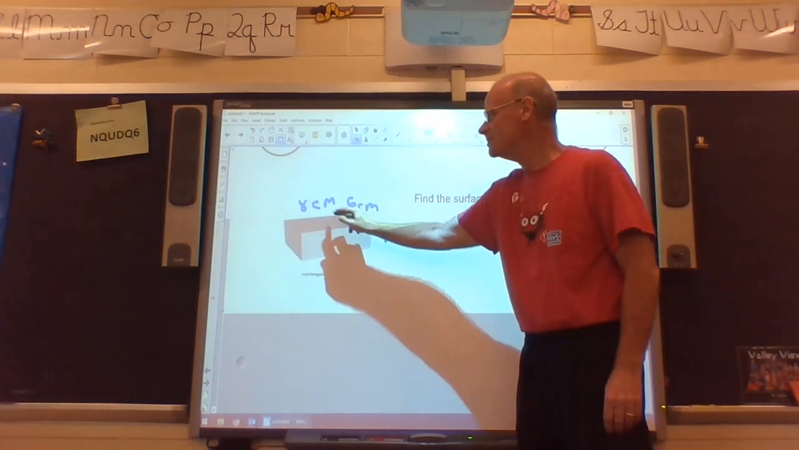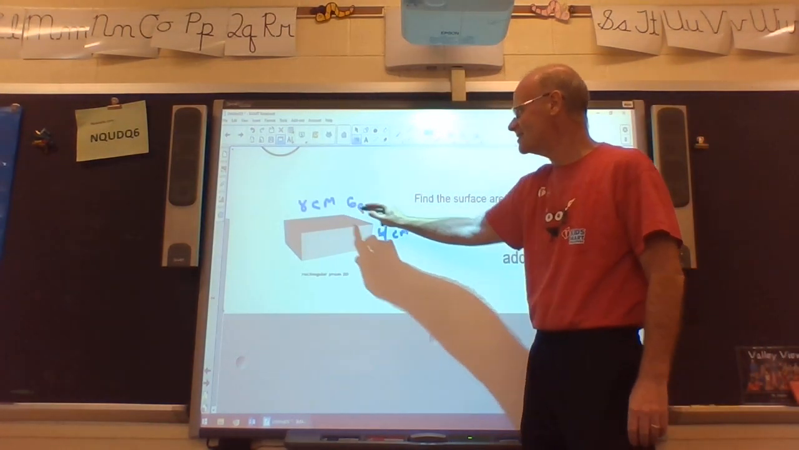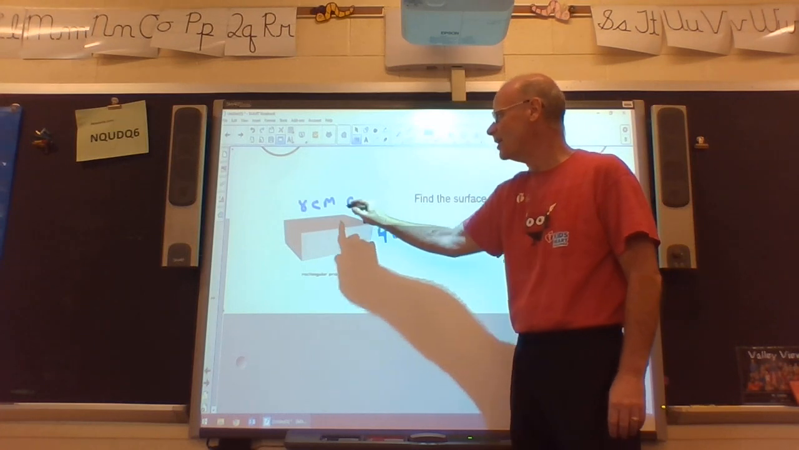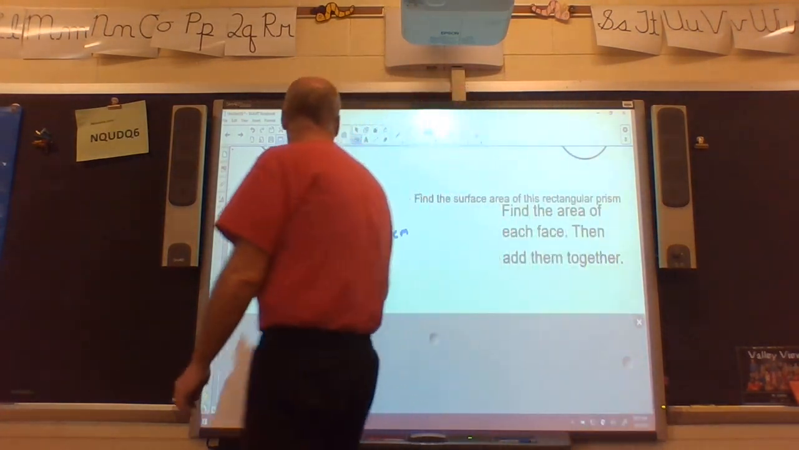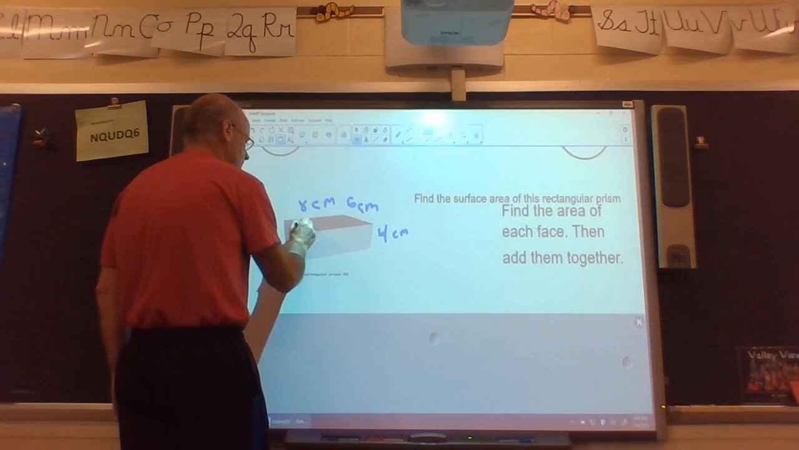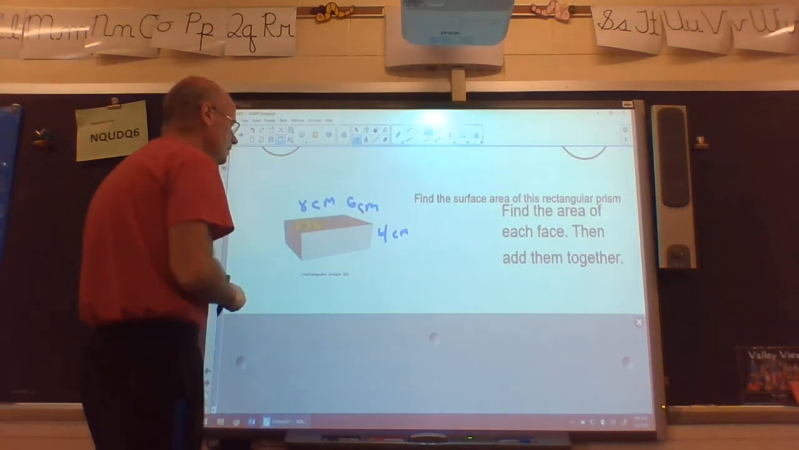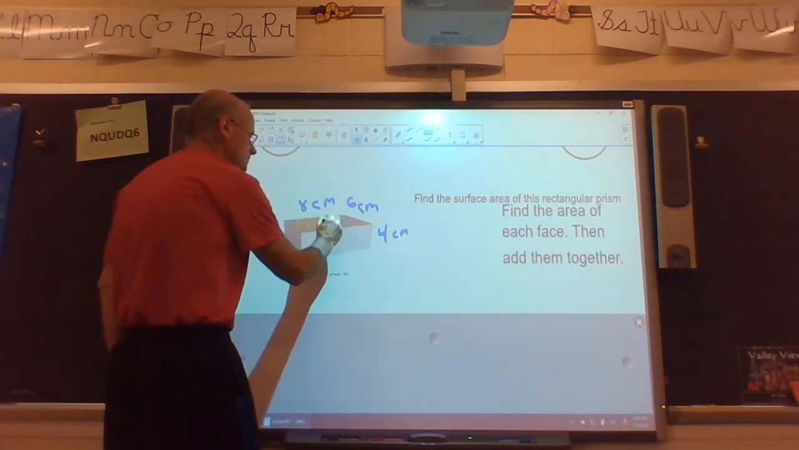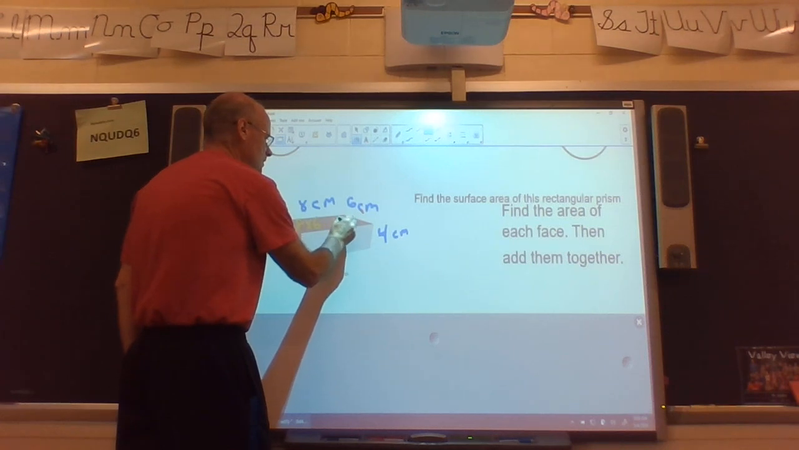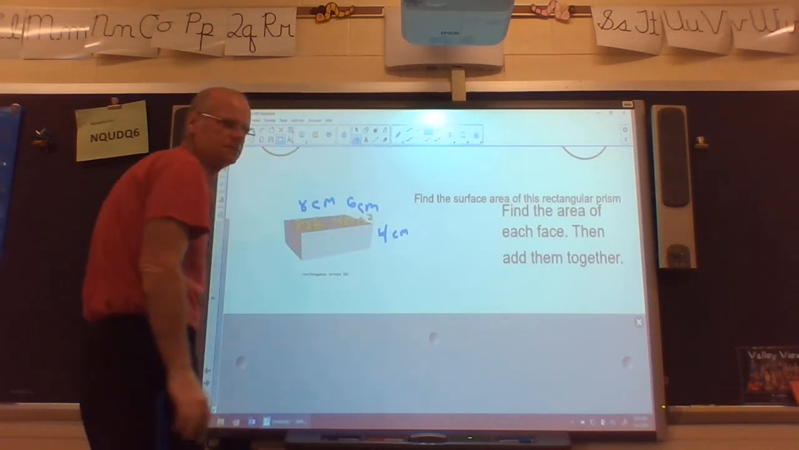Now, to find the area of this face, I know that it is 6 long, or 6 deep, and 8 long. So length times width, I'm going to have 8 times 6. That's going to give me 48 centimeters squared.